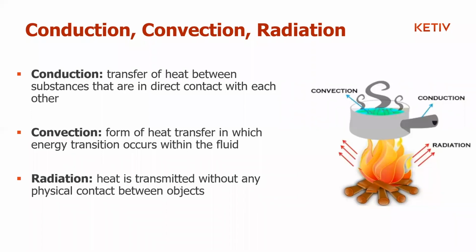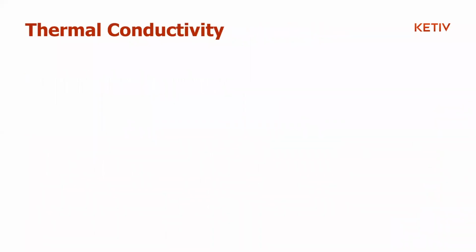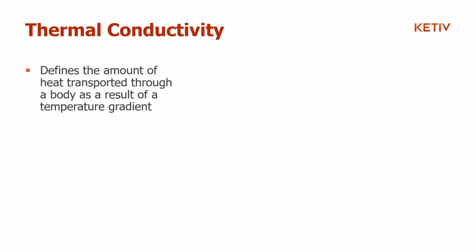Now, conduction, particularly conduction, is controlled by a certain quantity, which is a characteristic of a material, and that is called thermal conductivity. Thermal conductivity simply defines the amount of heat that gets transported through a body, an object, as a result of a change in temperature.